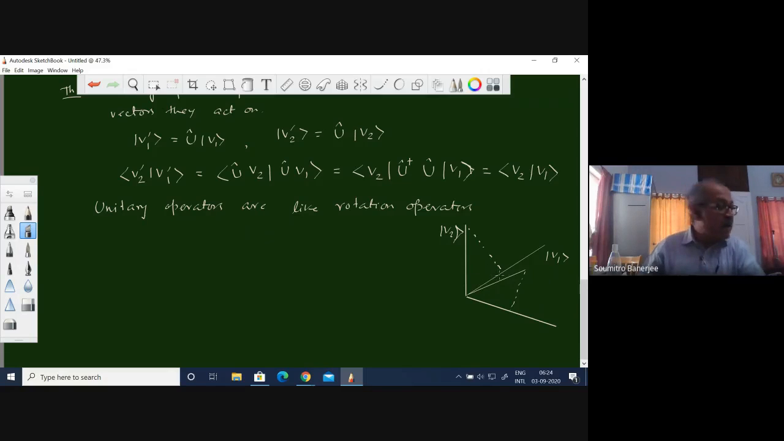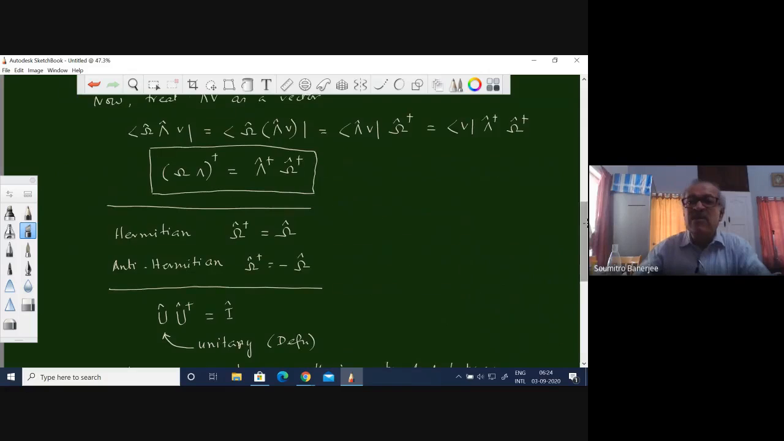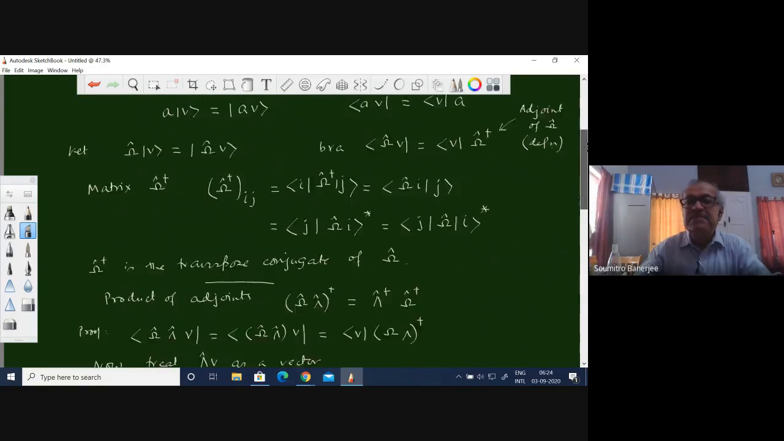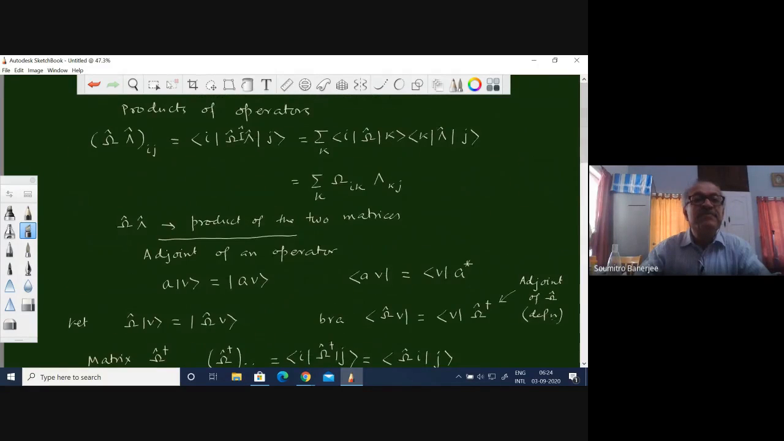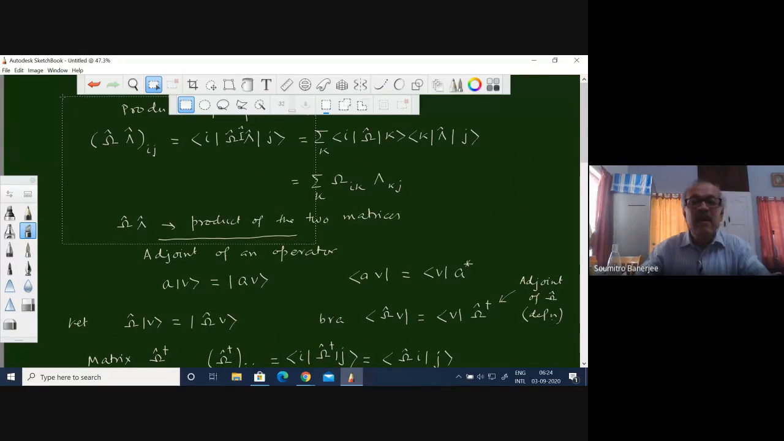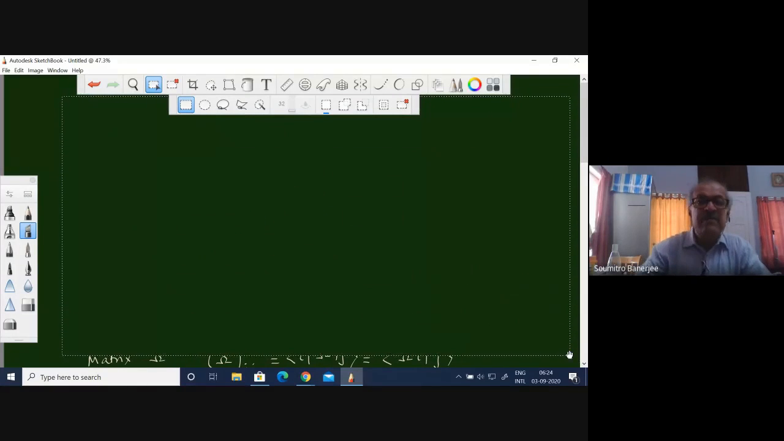Okay. Do we have time? A slight amount of time is there. That's okay, I'll just erase some part so that we can finish at least the unitary operator.